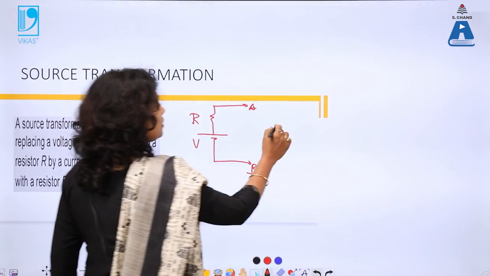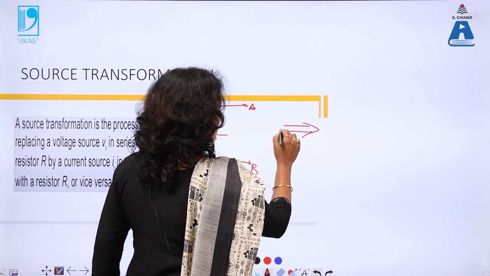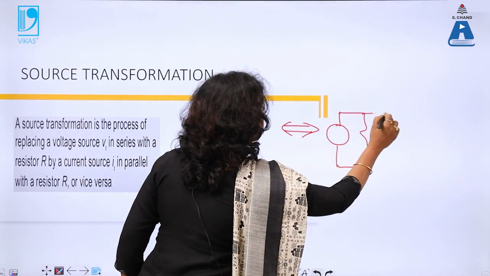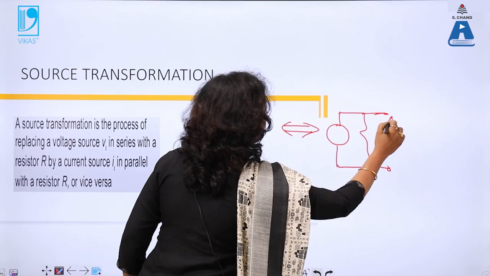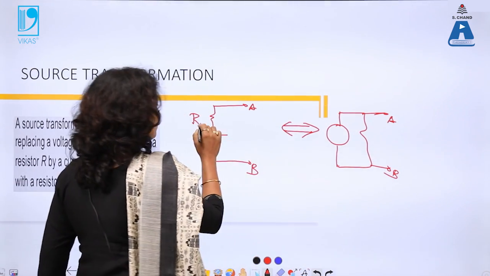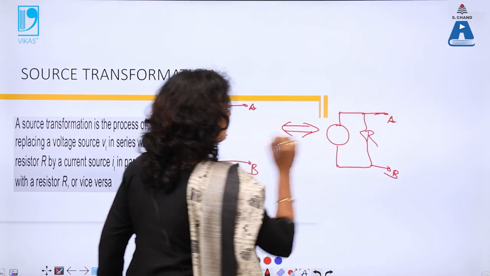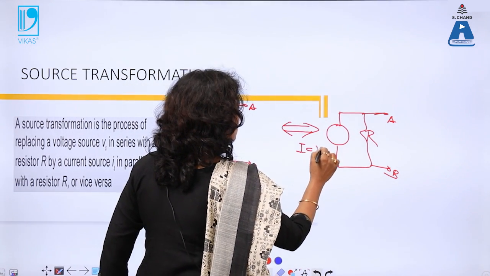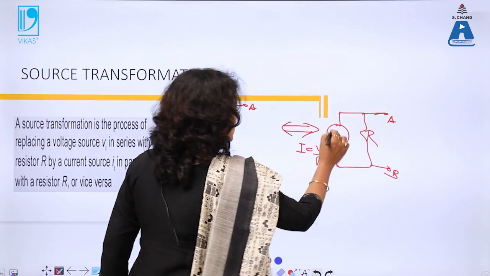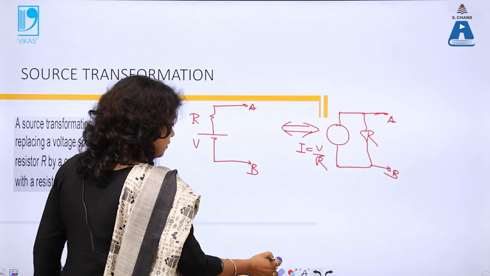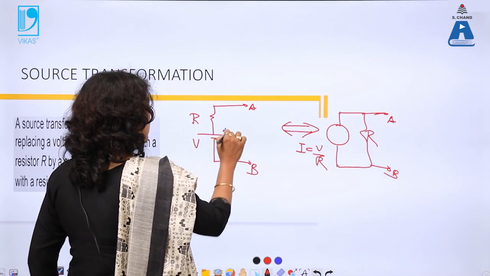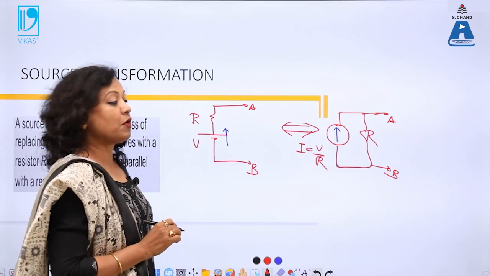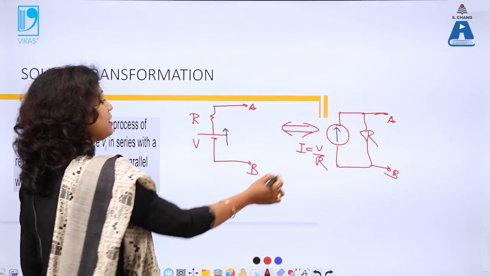I can convert this into a current source in parallel with the resistance across the same terminals A and B, where the value of the resistance will remain the same and the value of current will become I equal to V by R, by Ohm's law. And what about the direction of current? The direction of current will be from negative to positive. So, the arrow will be from the negative of the voltage to the positive of the voltage, and vice versa.